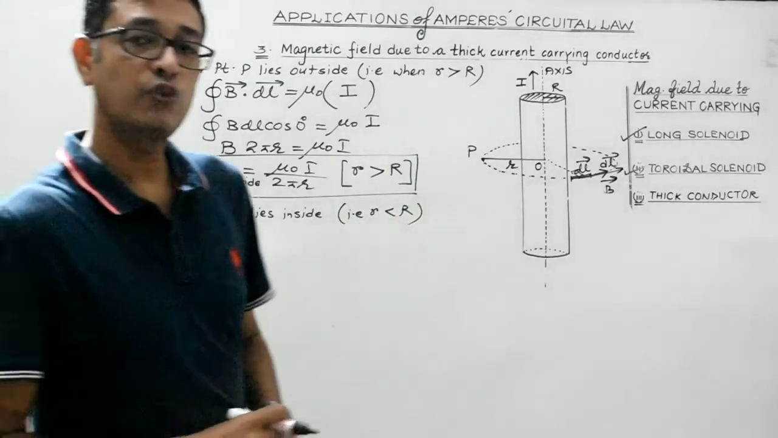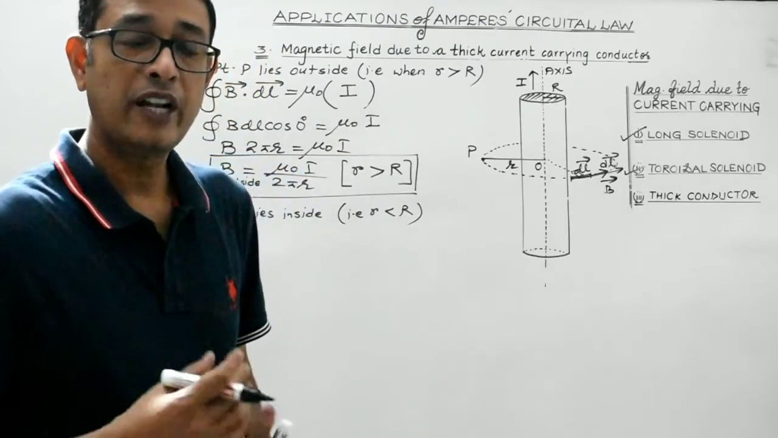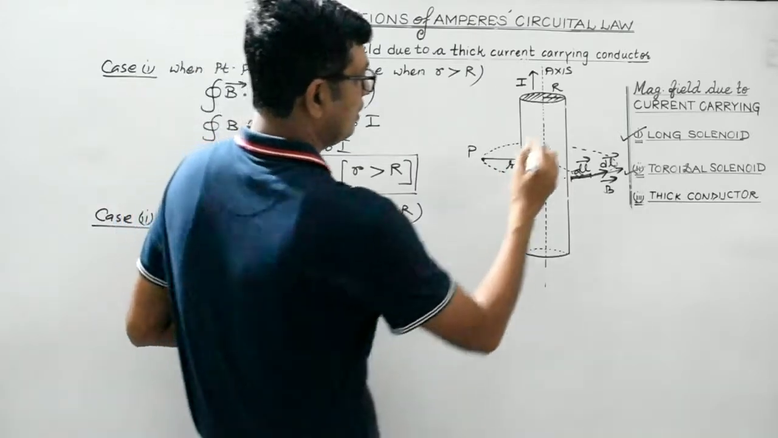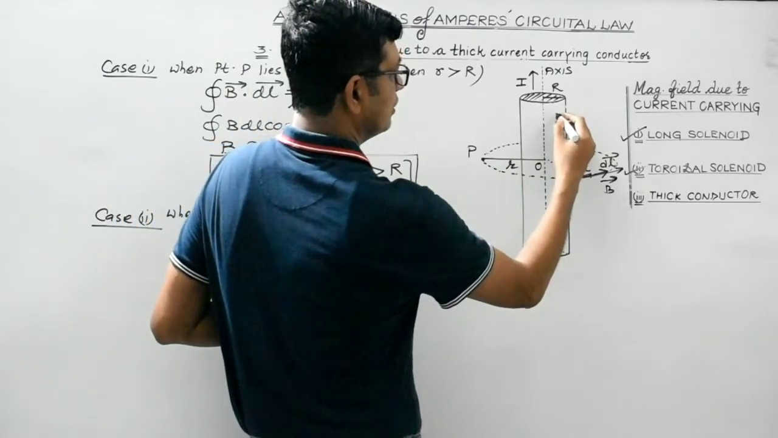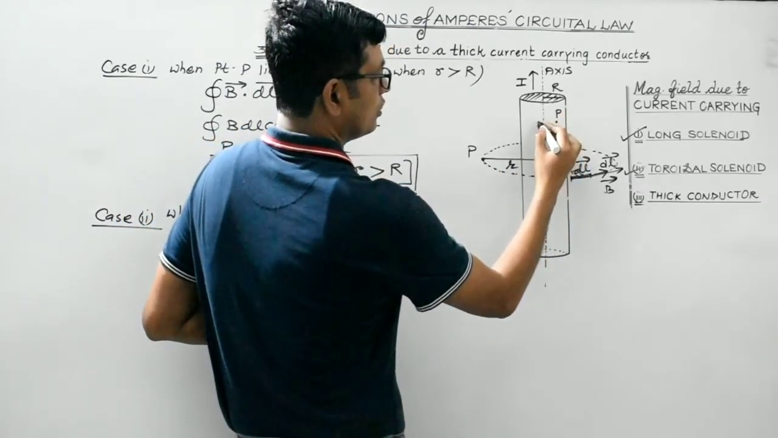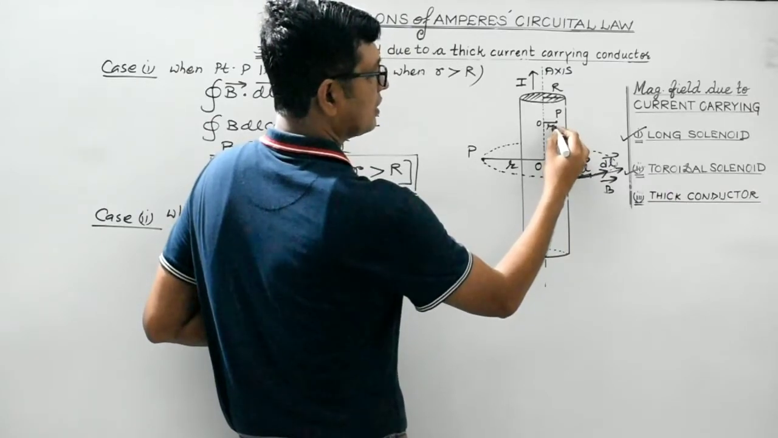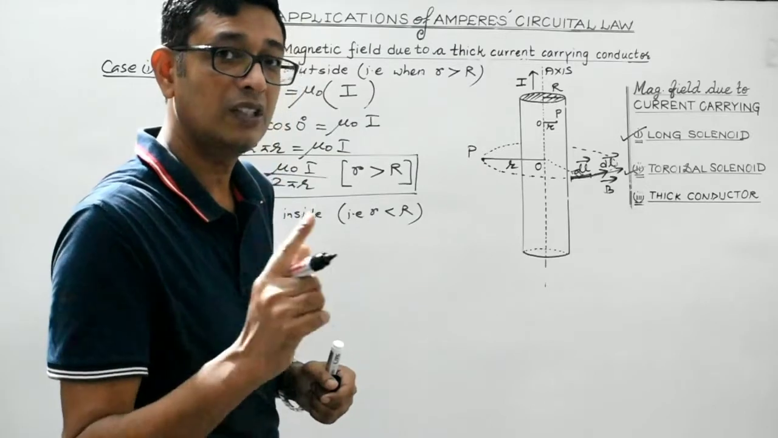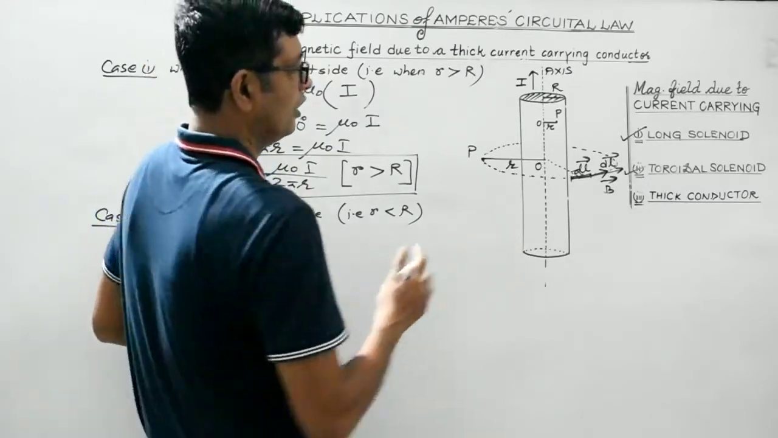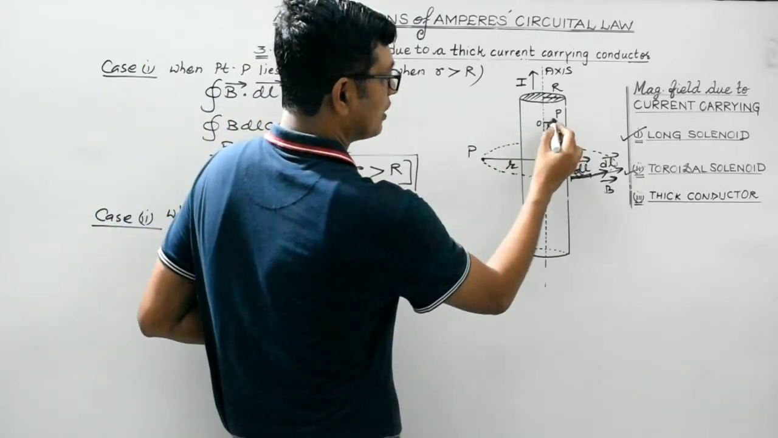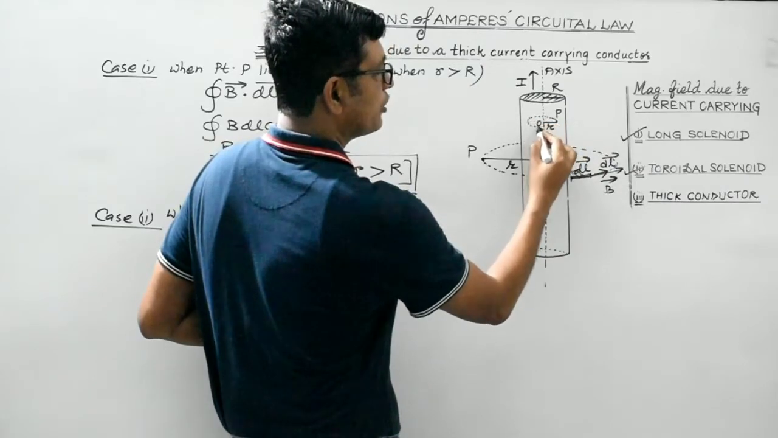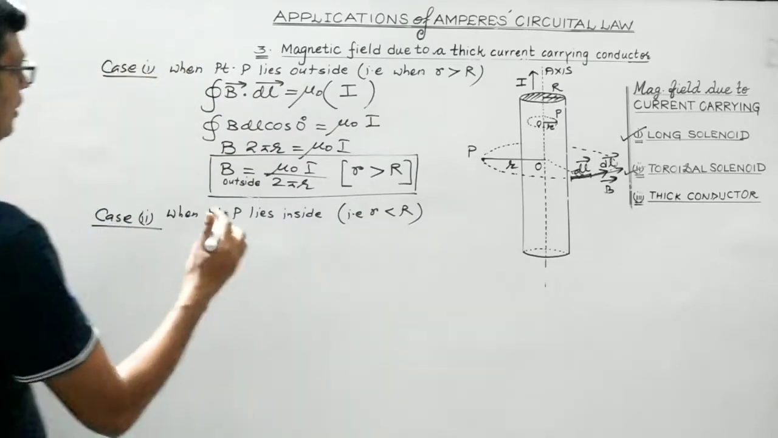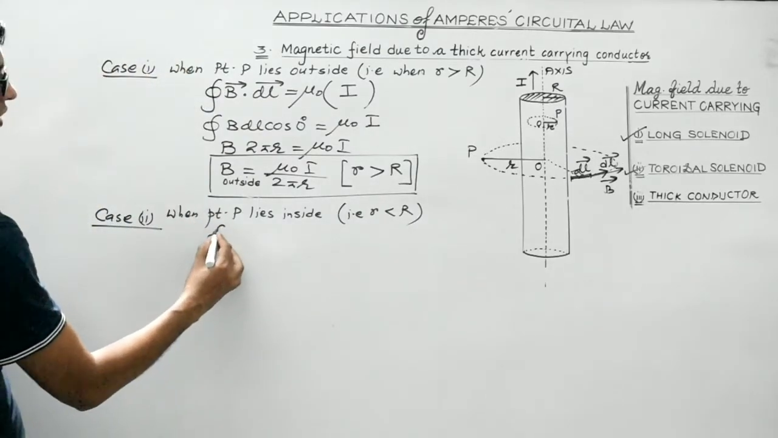So, in case 2 we will discuss when point P lies inside the current carrying conductor. Suppose point P lies somewhere over here. So, this is point P, this will be distance r. R is considered to be the distance of the observation point P from the axis of rotation. So here, if we want to apply Ampere's circuit law, then we have to consider an imaginary loop of radius r, isn't it students? So, applying Ampere's circuit law, what do we get?